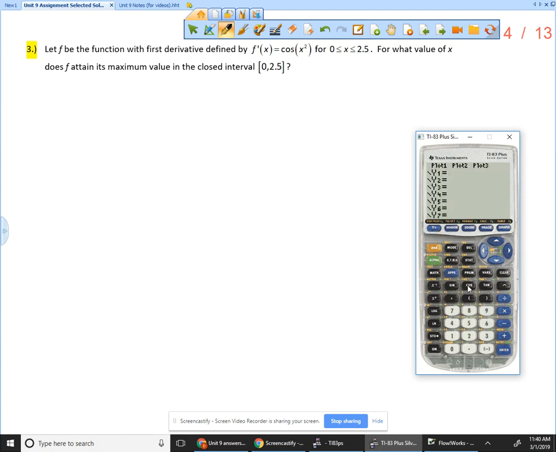Cosine of x squared, and make sure you're in radians. Now, right away, window. X is between 0 and 2.5, so make your x minimum 0 and your x maximum 2.5. Now we will adjust the y's, but I need to look at the graph first. You can kind of see, but it's easier if you change the y's, so I'm going to change them to like -2 to 2. I always look at the graph first before I change the y's. So now I have this, and it's pretty easy to see.